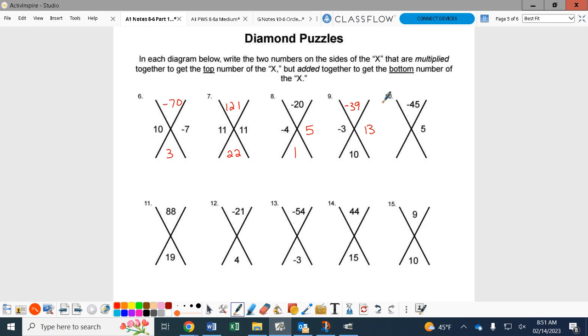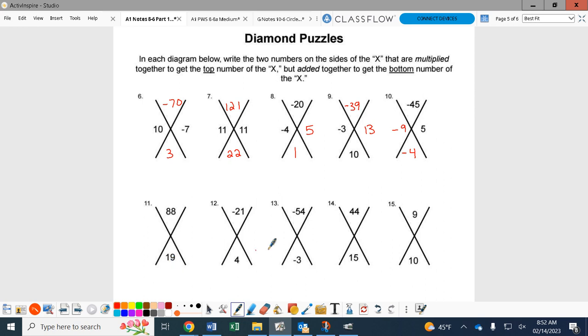Okay. What number would you have to multiply 5 by to make it into negative 45? Negative 9. It matters what sign, guys. Since the bigger number is negative, you know when you add them, you're going to get a negative on the bottom. And what is negative 9 plus 5? Negative 4. There you go.